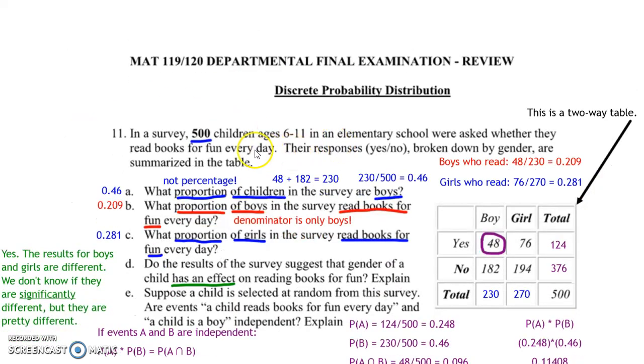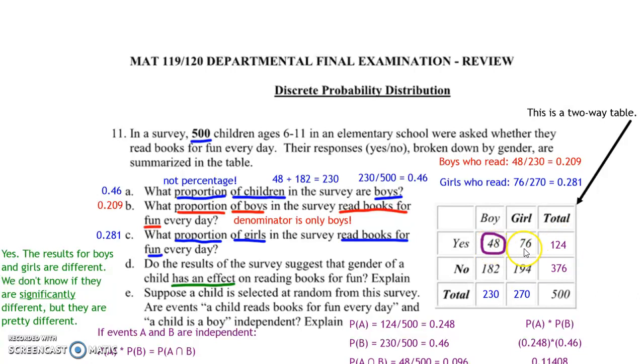Alright, in this first problem, it gives us a situation where 500 children are asked whether they read books for fun every day. Obviously, everybody probably said yes. No, that's not the case. This is a two-way table. A two-way table summarizes information on multiple different categories of variables, whether students were boys or girls, whether students said yes or no, and then their totals. Sometimes you'll get the totals filled out, sometimes you won't, but the totals are pretty easy to find.